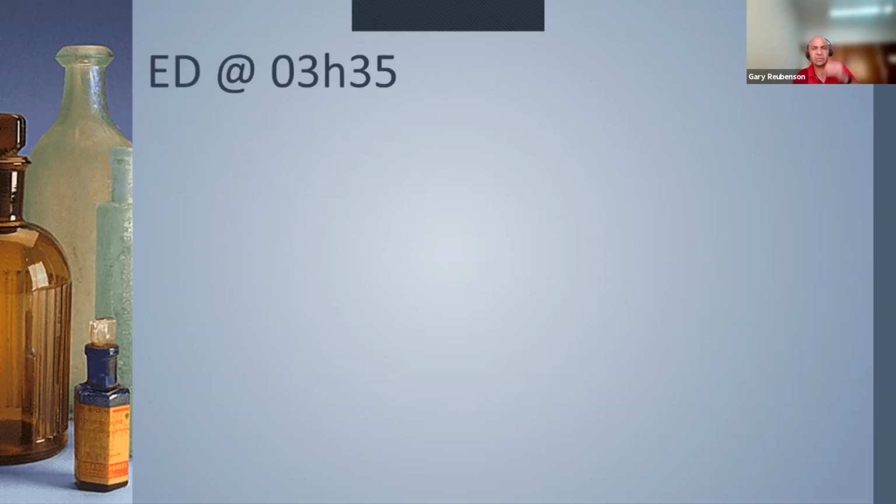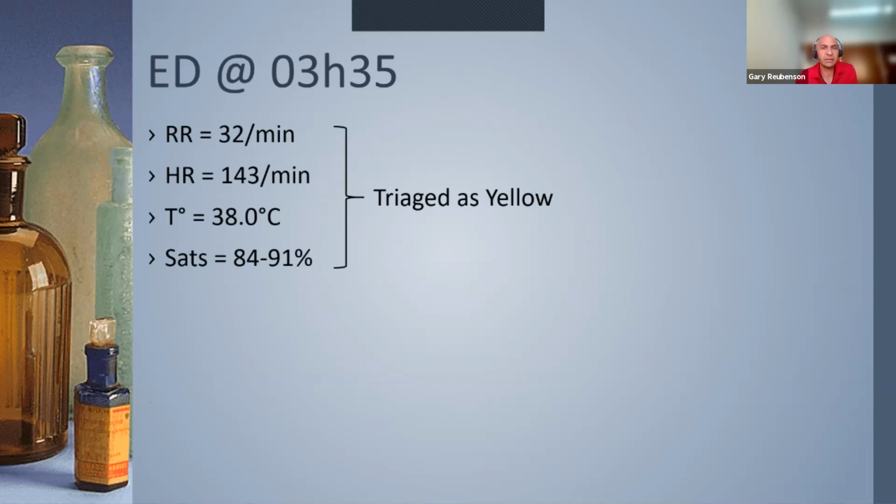So he presented to our emergency department just after 3:30 in the morning. At that point, he went through triage, and his respiratory rate was noted to be 32 per minute, which is tachypnoeic. His heart rate was 143, so tachycardic. He has pyrexia with a temperature of 38 degrees. And his SATs, measured on a few different occasions, fluctuated in room air between 84 and 91%. Based on those parameters, he was triaged as yellow.